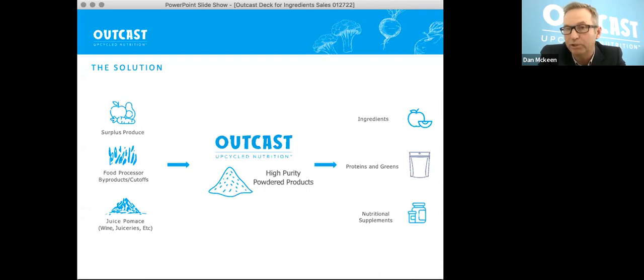We create proteins and greens. Outcast Foods has our own consumer packaged goods products, and also some nutritional supplements can come out of it. So we have the two sides: the input side, where we're buying upcycled product and produce, and the other side, where we create consumer packaged goods and also sell ingredients directly to manufacturers.